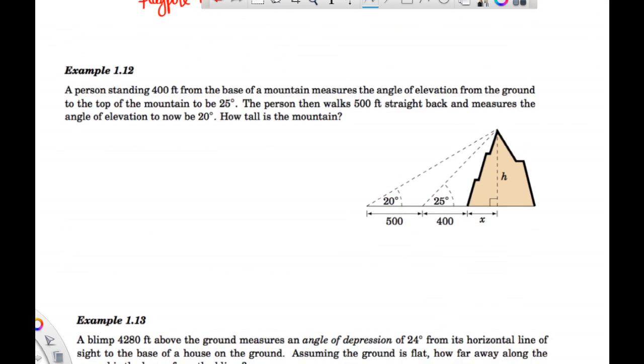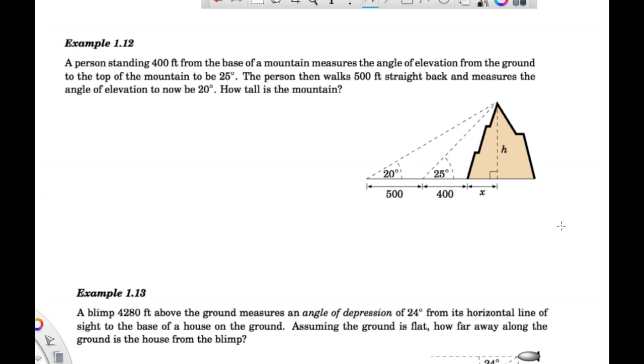For example, on this one, a person standing 400 feet from the base of the mountain measures the angle of elevation, going up from the ground to the top of the mountain, to be 25 degrees. So right now, this is the picture that we have. So there's the mountain, 25 degrees up. Then the person walks 500 feet back. So the distance from here to here is another 500. So we used to be 400 feet away. Now we are 500 feet away from that, or 900 feet away. And when you are 900 feet away, it's 20 degrees to the top of the mountain.